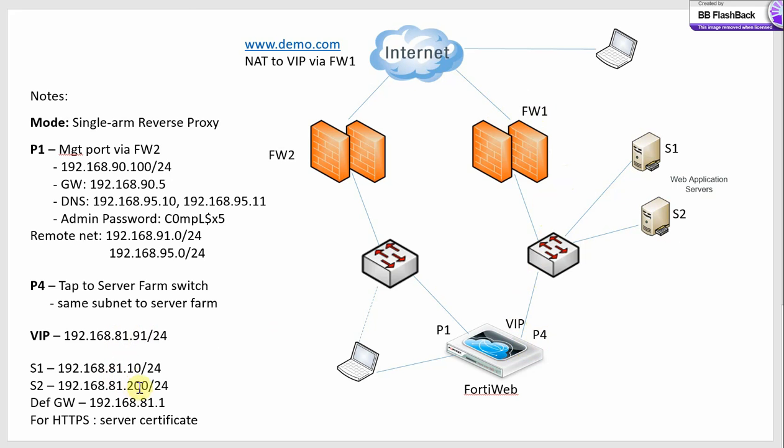We need also to know the default gateway of the servers, because this gateway will be our default route on our FortiWeb. In case we also need to show HTTPS, then we need to upload the server certificate on our FortiWeb. And if these servers are in a cluster or high availability mode, usually the server certificates are the same, so we need only to upload one.